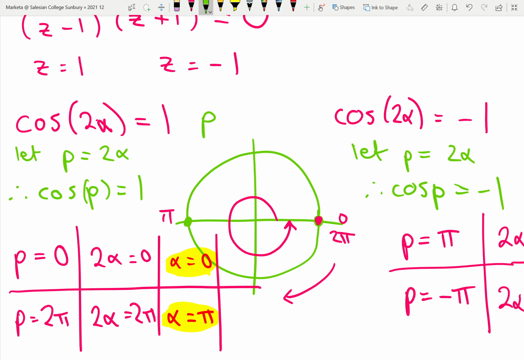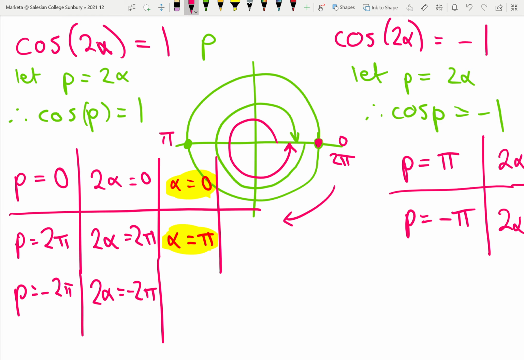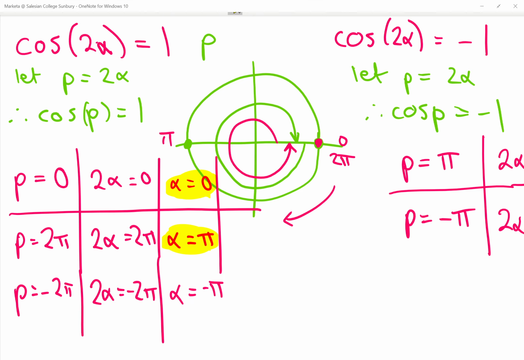Let's go in the opposite direction. So this time I'm going to go this way, and I'm going to go -2 pi. So this time I'm going to get P equals -2 pi, and that's going to be 2 alpha equals -2 pi. And then that means alpha equals -pi. So again, that is going to be within the domain. It's the lowest value we can have. So we know we don't need to go any further.